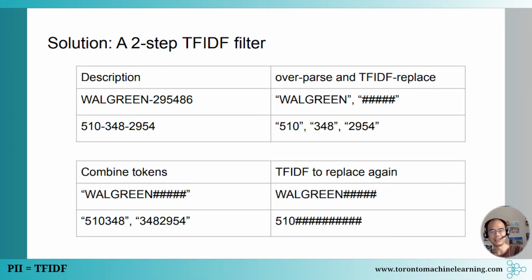In the second step, we take these, and for every 2 consecutive tokens, we combine them and treat them as one token. So these 2 are combined to be this. These 3, the first 2 are combined to be that, and the second 2 are combined to be this. And then we again apply the TF-IDF. In this case, because the membership was already replaced by this generic 5 hashtags, this Walgreens 5 hashtags is going to appear for many different people because they all have their membership already removed. This will survive because DF will be high. This will be there, survive.